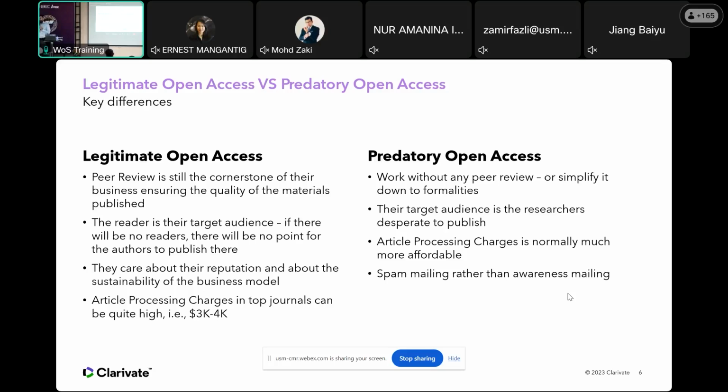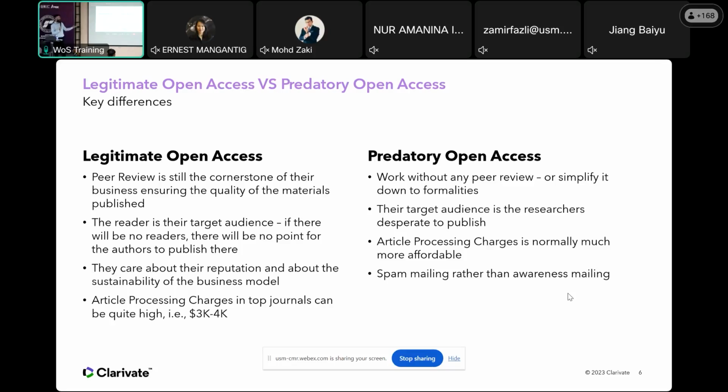And with legitimate open access publishers, if we take a closer look at them, their target audience is the readership. So whoever is going to read the documents. And that's why there's no point in fooling them by providing them low quality articles that haven't, for example, been peer reviewed. And they normally care about their reputation. So specifically, if they are in the first or in the second quartile, they care about their name. These are the guys who don't really want to be even remotely associated with predatory open access publishing.